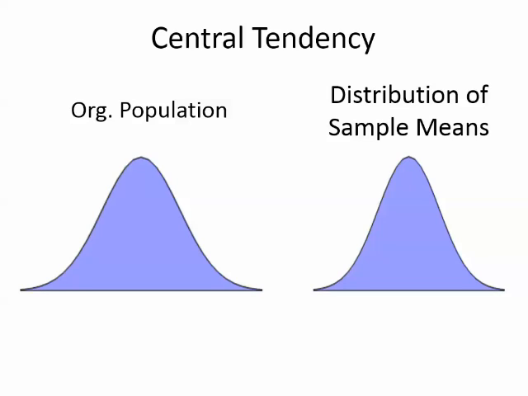And this should make sense. In the original population, let's say we have a mean of 100, because that's what we've been working with. IQ scores have a mean of 100. Now, IQ scores, of course, are normally distributed, so it doesn't matter what sample size we have. The distribution of sample means is also going to be normally distributed.